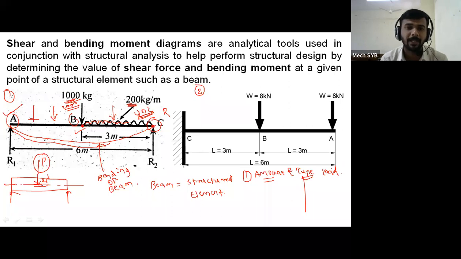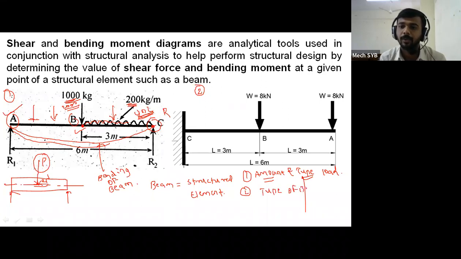Then type of load. Which type of load is applied? Whether point load is applied, whether UDL is applied, whether UVL is applied, whether couple is applied. So which type of load is applied also plays a very important role. Then second, type of beam.